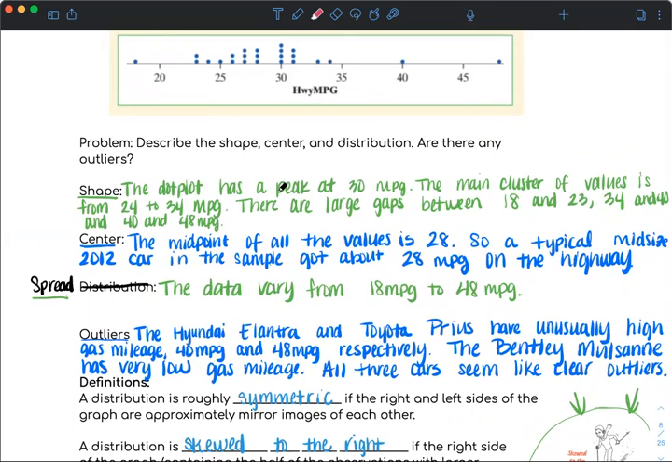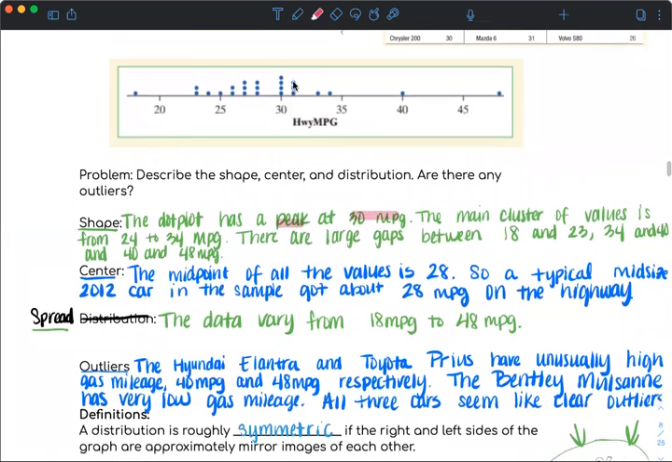So the dot plot has a peak at 30 miles per gallon. Right here, the main cluster of values is from 24 to 34 miles per gallon, and there are large gaps between 18 and 23. So here's our first gap right here, and 34 through 40. And then one more gap between 40 and 48. The midpoint is at 28 miles per gallon. So a typical mid-sized 2012 car in this sample got about 28 miles per gallon on the highway.